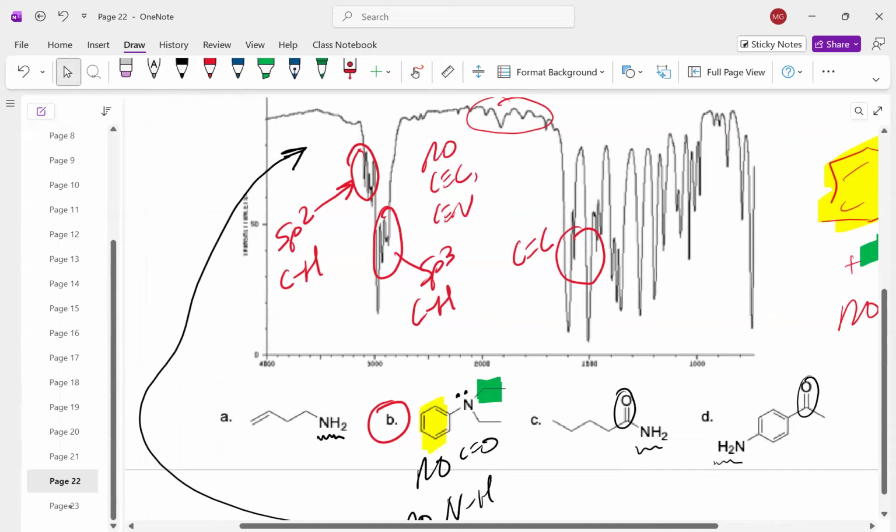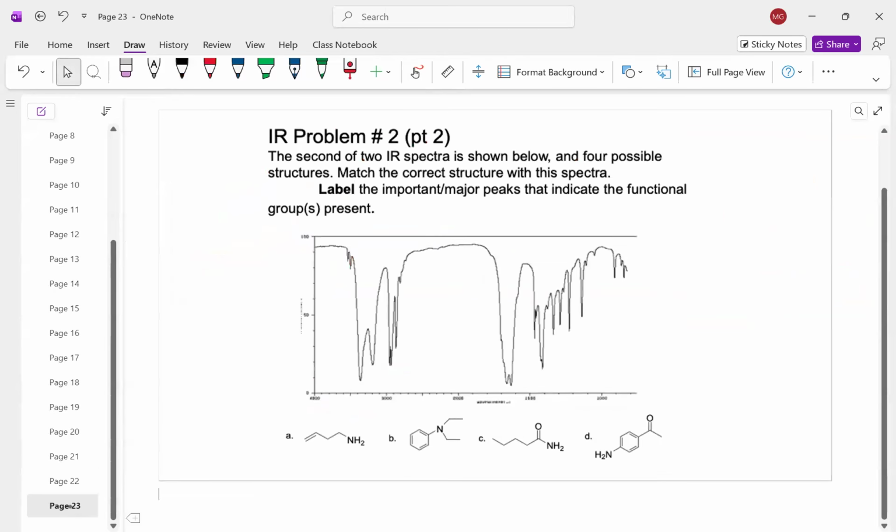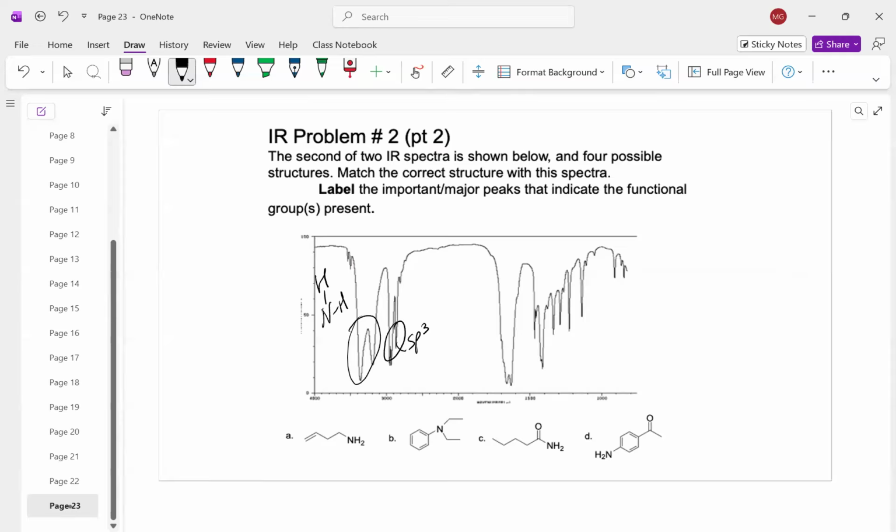And then finally, let's look at one more problem. Again, same possible answers, but let's see if we can find a different result here. So now I go to my hydrogen region. Notice I got a couple sharp peaks here, around 3,300-ish or so. That's where my NHs are going to be. And notice how I have two of them. So I should have an NH2. I have sp3 carbon-hydrogens present. No triple bonds.